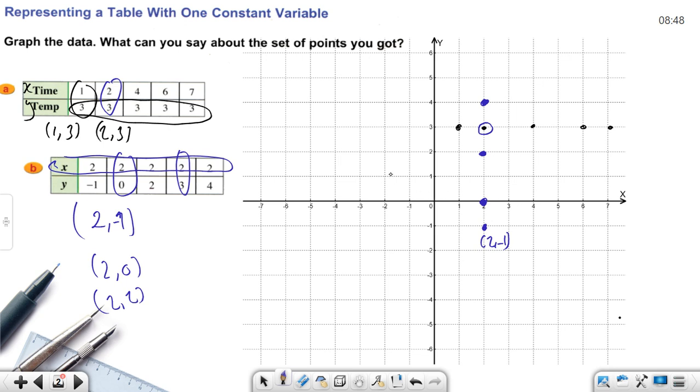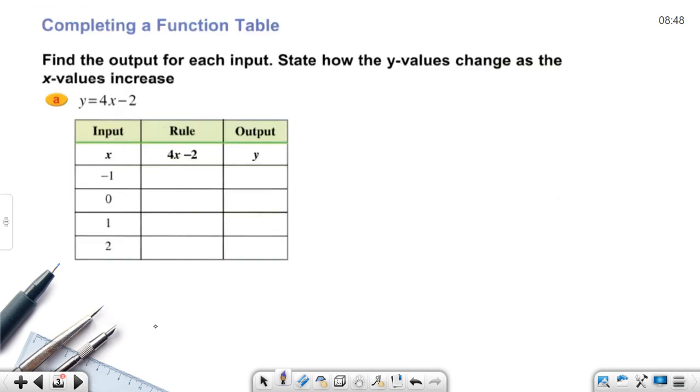The constant value. So x is constant here. It doesn't change. Let's continue. Completing a function table. Function means there's a y value related to the x, 4x minus 2 in the example. This is our rule. We will substitute the x value, so we will calculate the y value. Let's try.